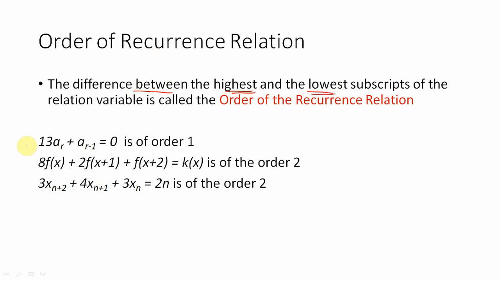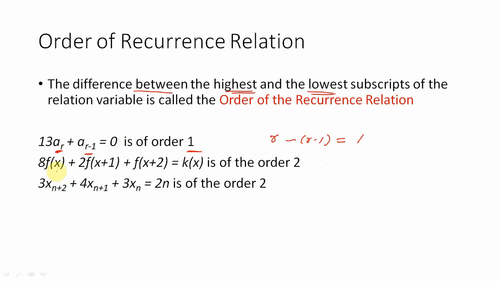Say for example, I'll show you three examples. Let us say I have a recurrence relation 13a_r plus a_(r-1) is equal to 0. So here I can immediately see that the expression a_r is dependent only on one previous term. So it's of order 1. Or I can find out by simply taking the difference of the two subscripts. See over here, r is the largest subscript, and the smaller subscript is r minus 1. So the difference is 1. So this is a recurrence relation of order 1.